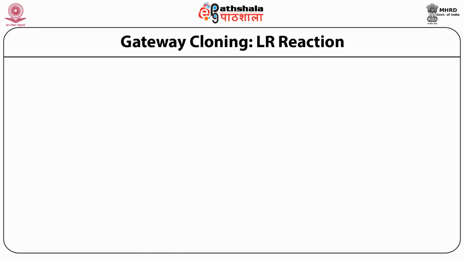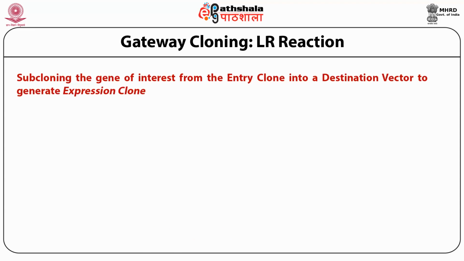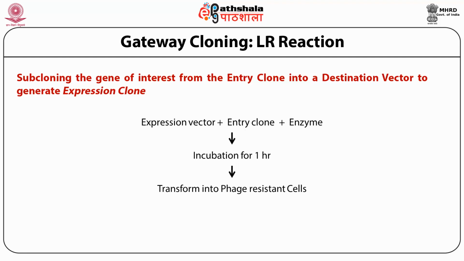Now the second step involved in Gateway cloning is the LR reaction, which means that we need to subclone our gene of interest from the entry clone into a destination vector, which could be an expression vector. If you remember, our gene of interest was first cloned into an entry vector. But if we want to express that gene, we need to subclone or transfer it to an expression vector. So in order to do that, we'll have an expression vector containing the desired att sites, also incubated with the entry clone, which already contains the att sites, and we also add enzyme to it.